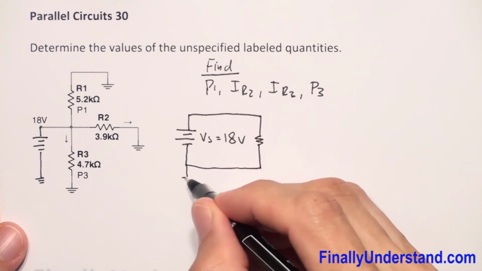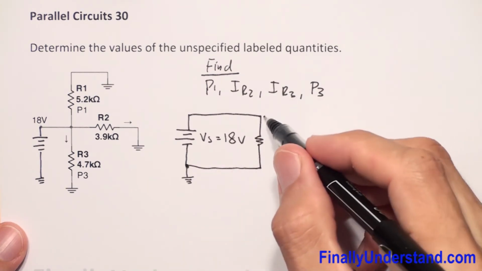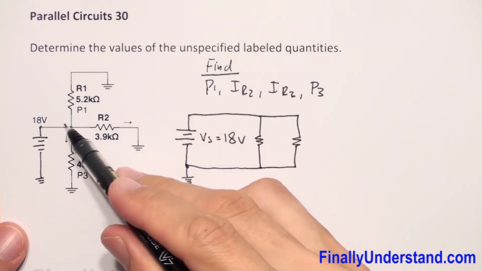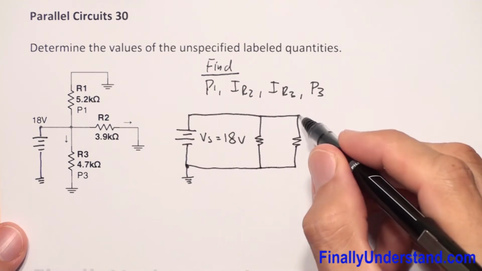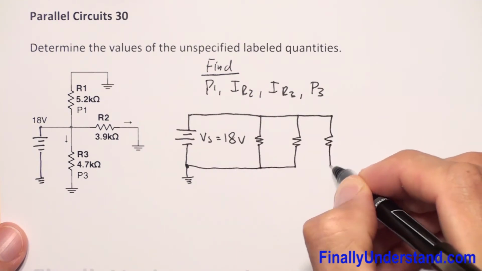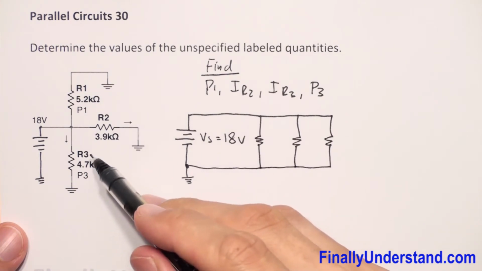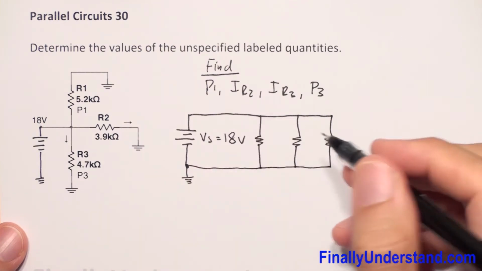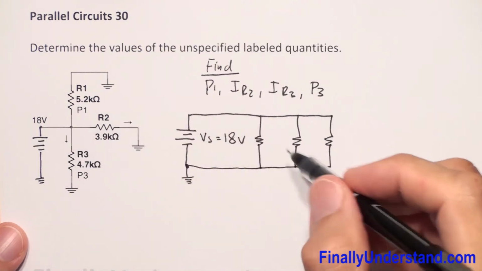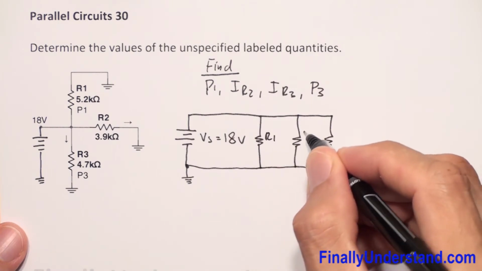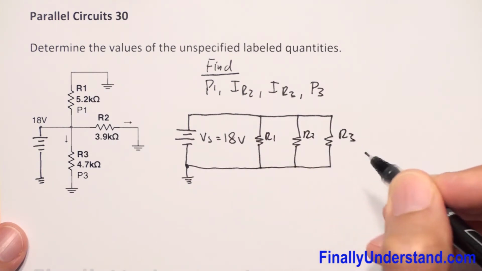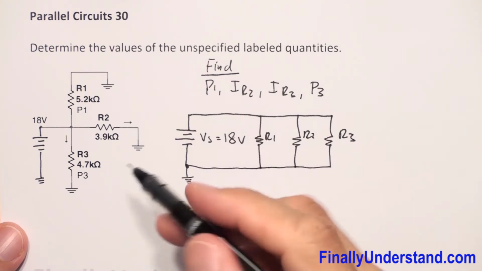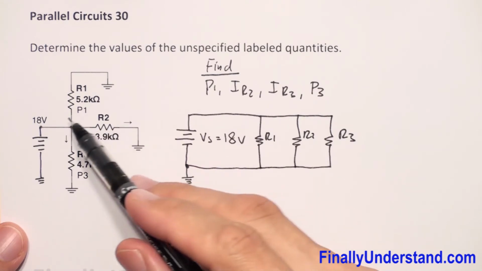And this is my ground, by the way. And we have resistor R2 over here. Resistor 2 is connected to the positive terminal and to the ground, and resistor R3 is connected to the positive terminal of my voltage source and ground. So it makes this circuit parallel. So this is R1, R2, and this is R3. We have to find the power P1. Let's take a look at what we have given.